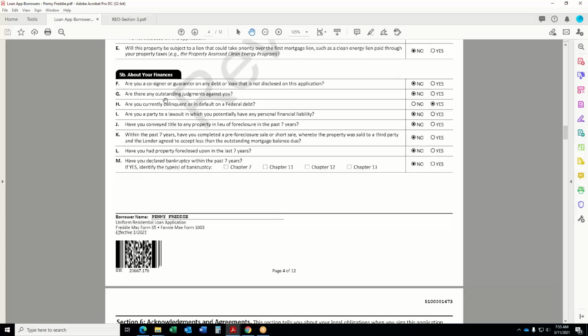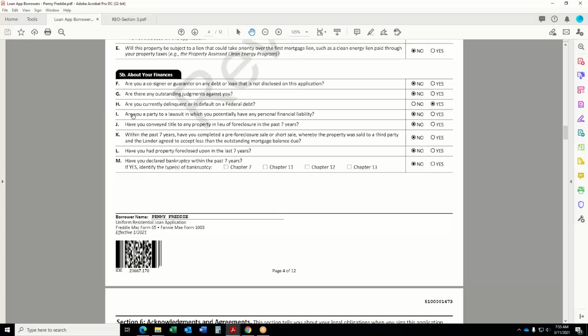It then moves into, are there any outstanding judgments against you? Are you currently delinquent or in default on a federal debt? Question I has been slightly changed. Are you party to a lawsuit which will potentially have a personal financial liability? So just really trying to understand that up front.